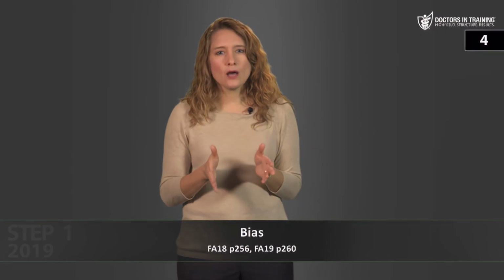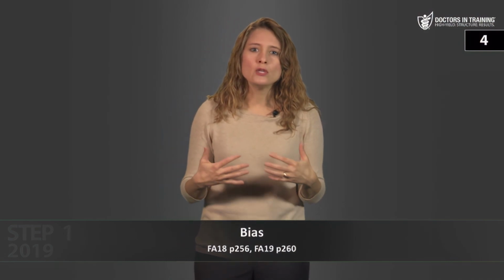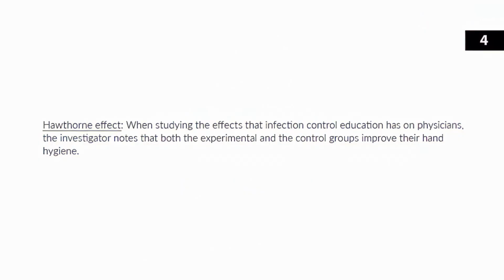Next, Hawthorne effect. Hawthorne effect refers to the change in behavior from a study group that can result from knowing that they are being observed. The example in your study guide says when studying the effects that infection control education has on physicians, the investigator notes that both the experimental and the control groups improve their hand hygiene.